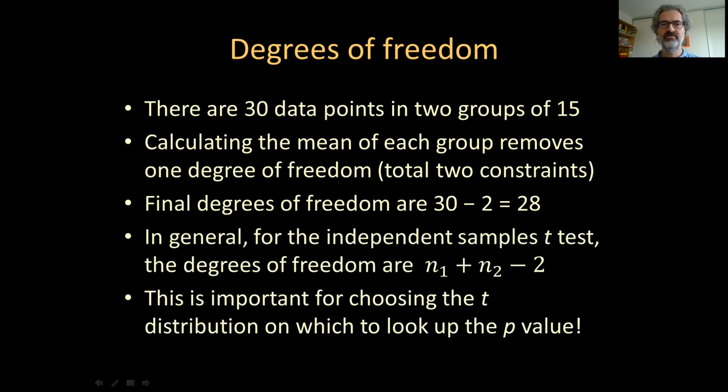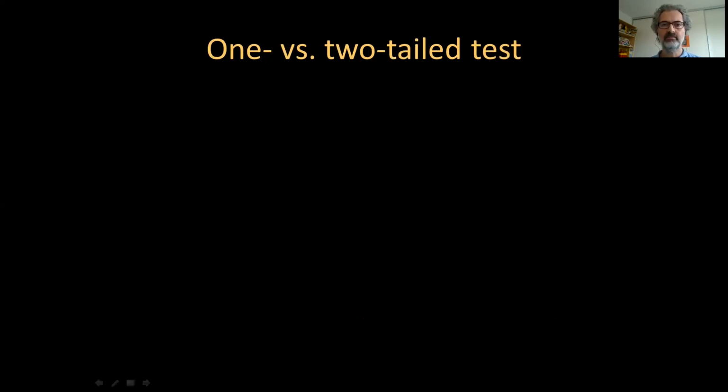This number is, of course, very important because we need it to look up the p-value on the appropriate t-distribution. One issue that you'll see mentioned in all statistics books is whether we should be running a one-tailed versus a two-tailed test. Let's see what that means.